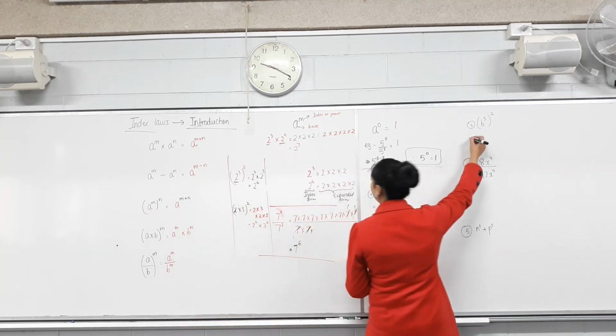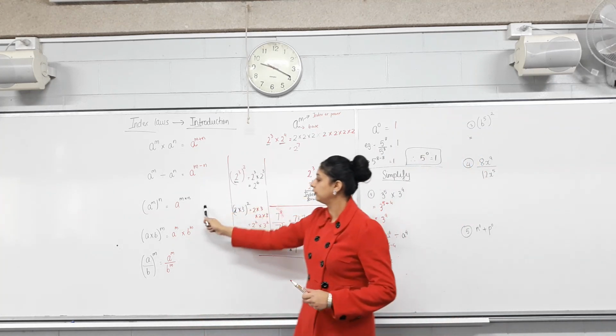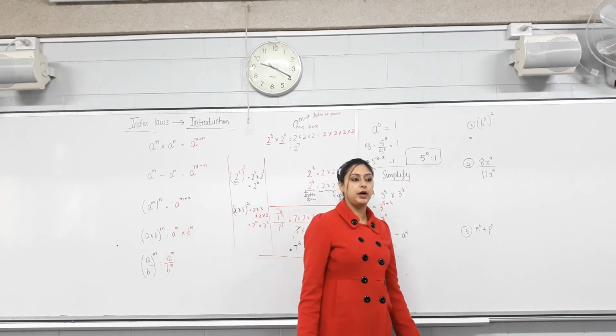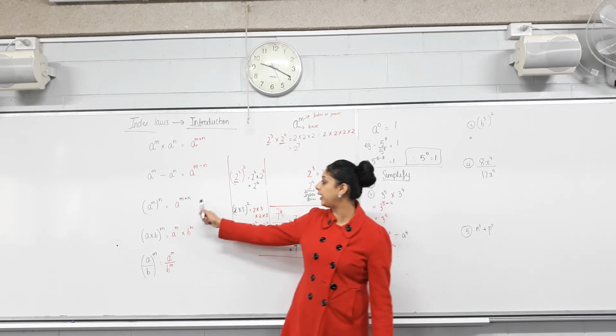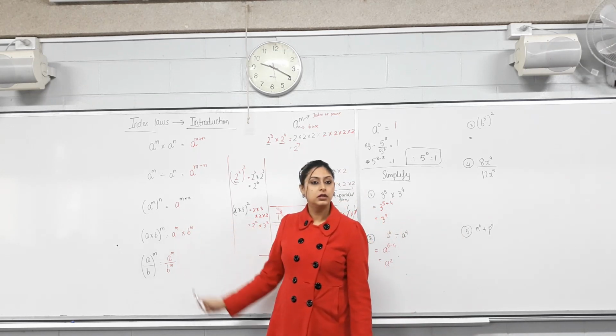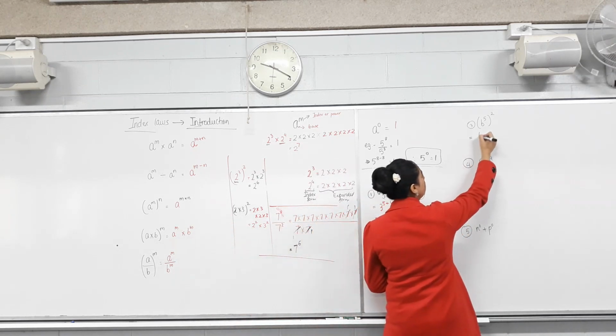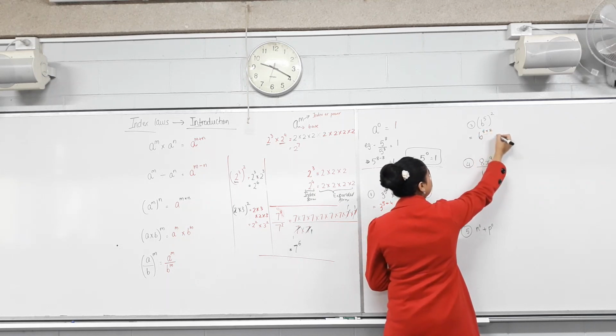Now, have a look at the third law and tell me what will happen to the powers. So we have a number, a power, and then another power outside. What happens to the powers? They get multiplied. So what will be the answer? B to the power of 10.